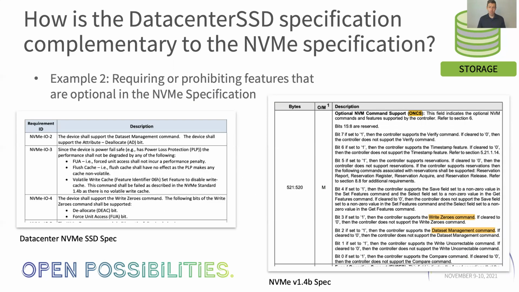Now, another example that we talked about for how the data center SSD spec leverages the NVMe spec is in requiring or prohibiting features that are optional in the NVMe specification. A few minutes ago, we gave that example of the compare command. There are lots of examples of that in the data center SSD spec. So what we have on this slide, on the left, is the data center SSD spec. On the right, we've got the NVMe 1.4b spec.